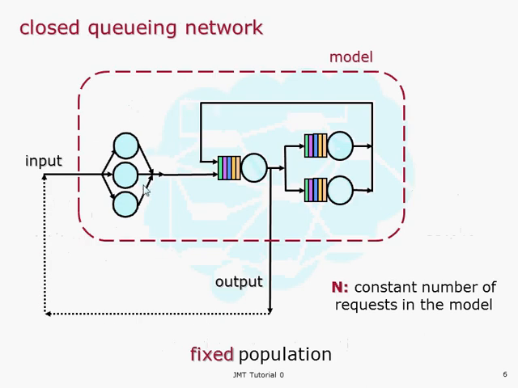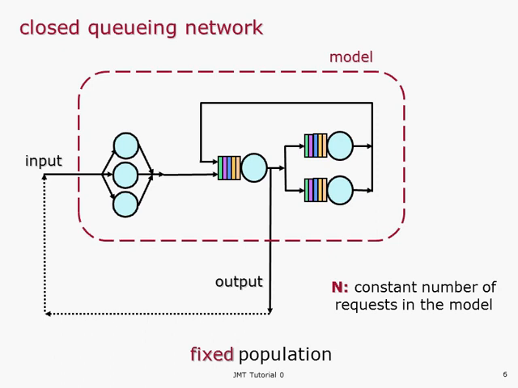that has a fixed number of customers in execution. This can be idealized as a model in which, when a request exits the model having completed execution, it is immediately sent back as input into the model. So the number of requests in the model in execution is essentially constant.